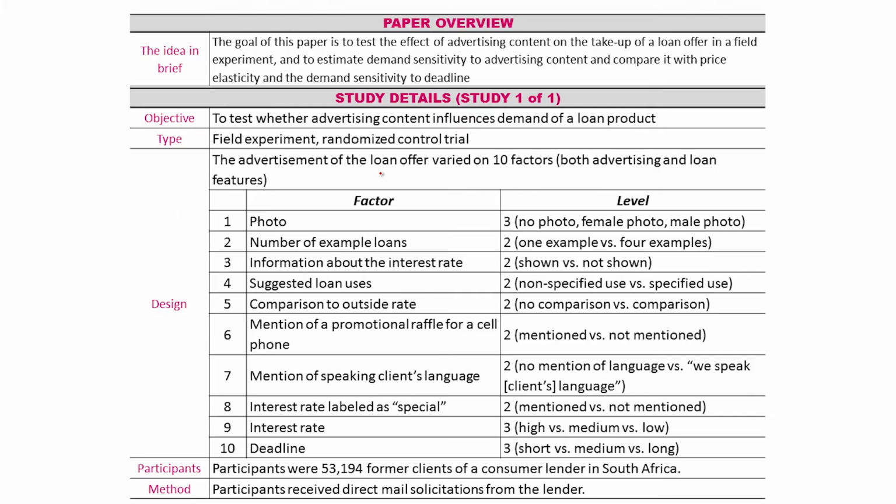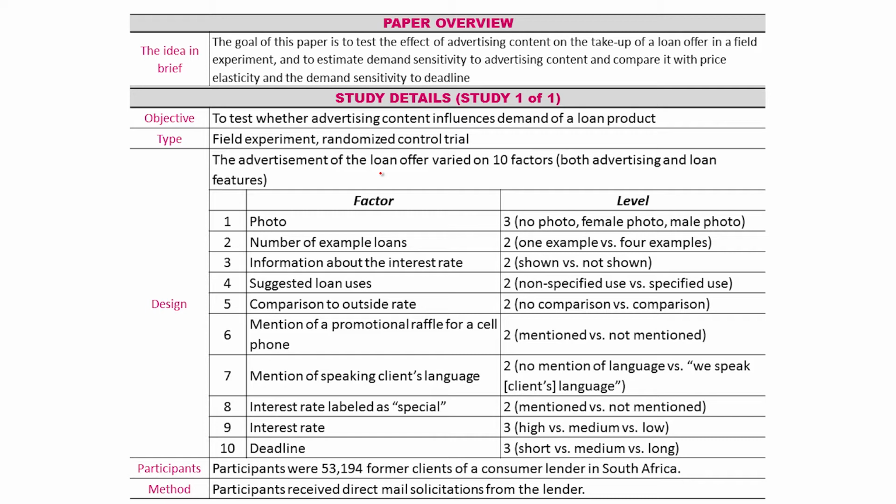Let's now turn to the specific example of the project by Marianne Bertrand and her colleagues. The goal of this paper is to test the effectiveness of advertising content on the take-up of a loan offer in a field experiment, and to estimate demand sensitivity to advertising content, compare it with price elasticity and the demand sensitivity to deadlines.